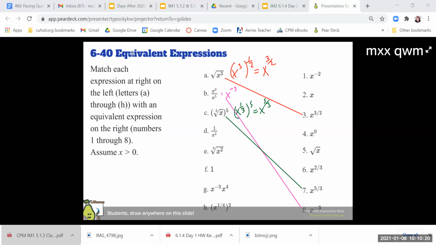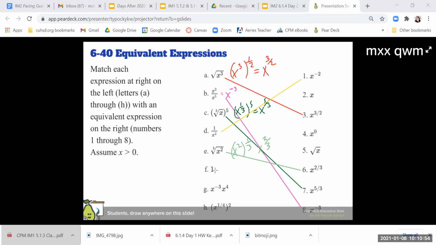1 over x squared. That's x to the -2. That's one I can do in my head, x to the -2, using my negative properties. The cube root of x squared. So I can do this. Let's see, this is x squared to the 1/3. That gives me x to the 2/3, which looks like E goes with 6.